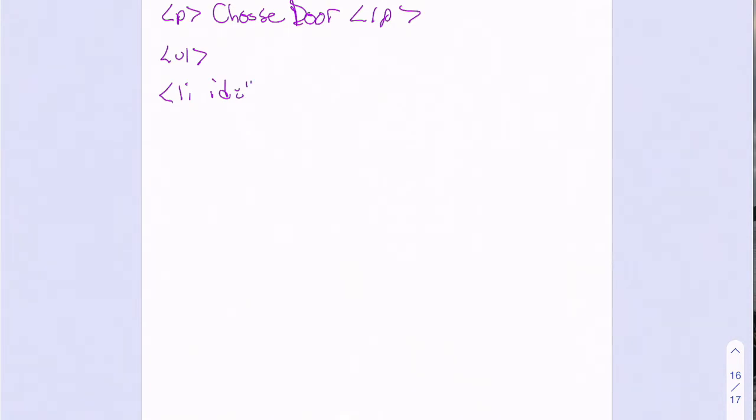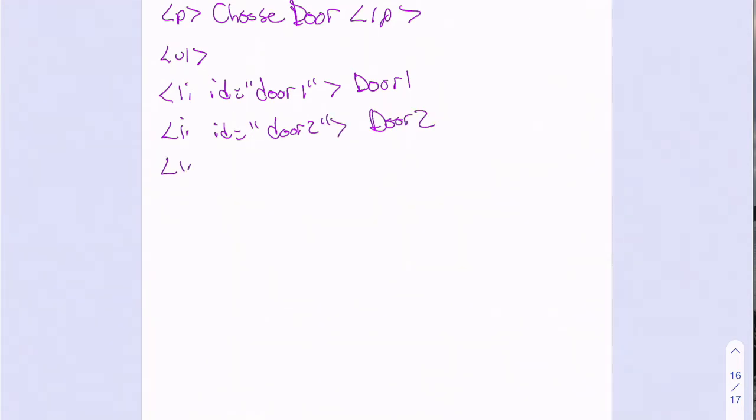ID equals door 1, and door 1. Notice I don't have any JavaScript here. ID equals door 2. This is much nicer. Door 2. So I'm just letting the HTML do HTML stuff. Door 3. And we're going to have the JavaScript stuff do JavaScript stuff. Okay, so that's my HTML.